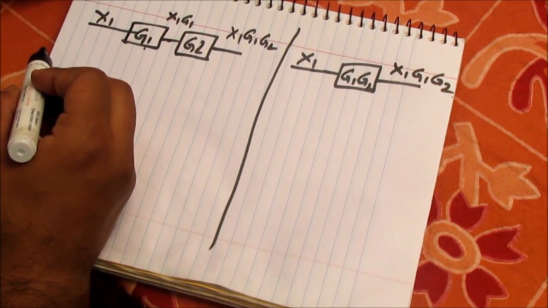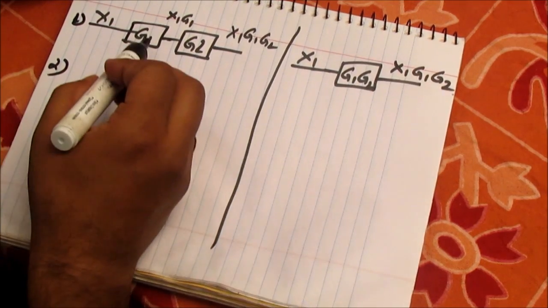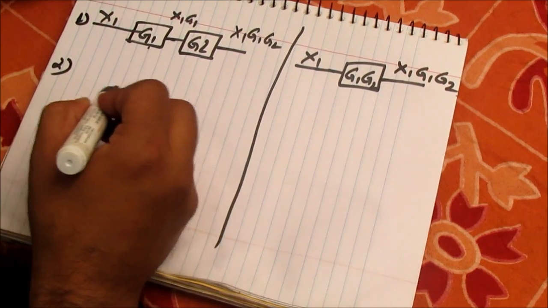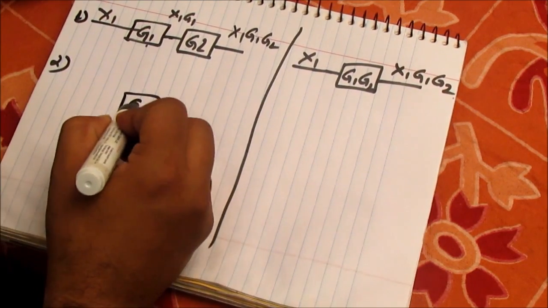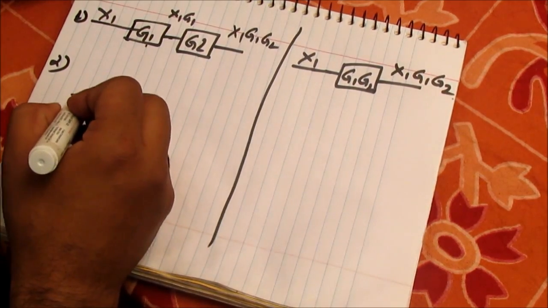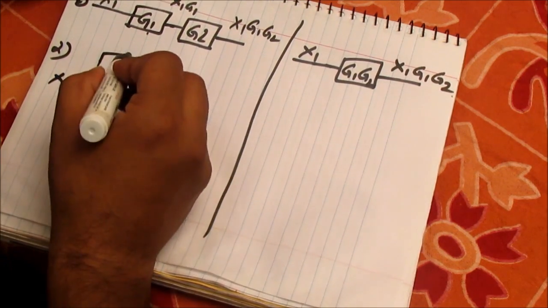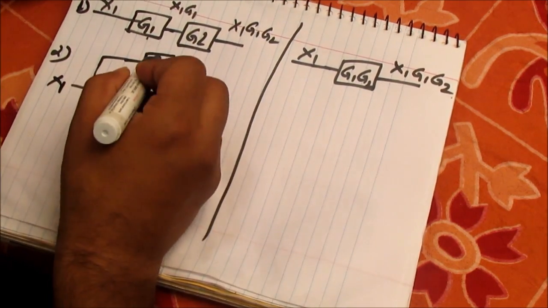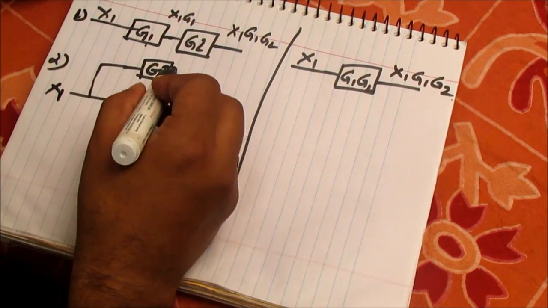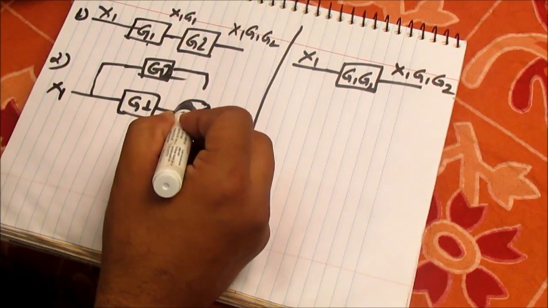Now we will discuss the second rule, that is when the two blocks are in parallel. So suppose one block has gain of G1 and we have here input x1, and another block which is in parallel to G1, that is G2, and here there is a summing amplifier.